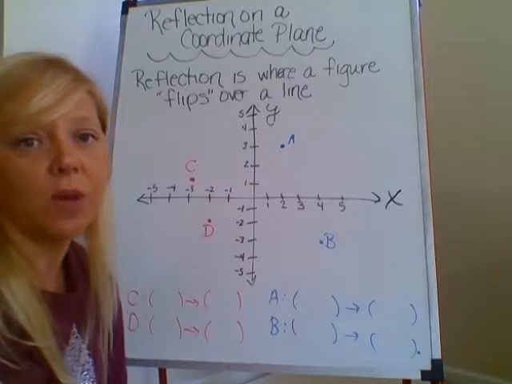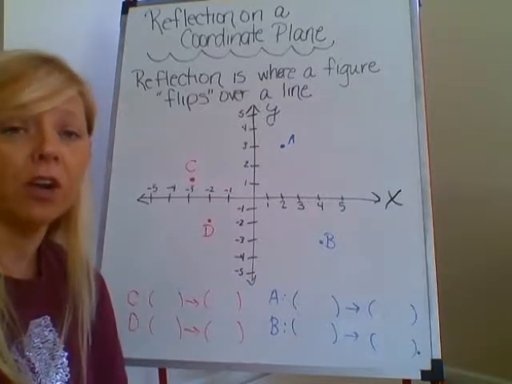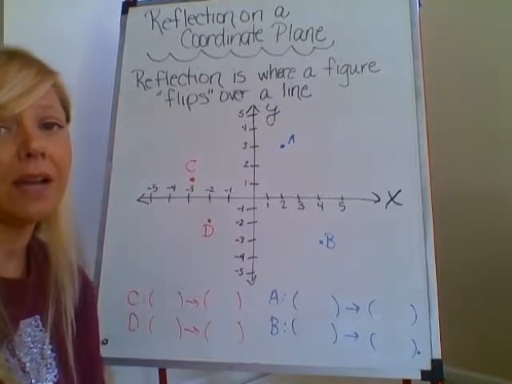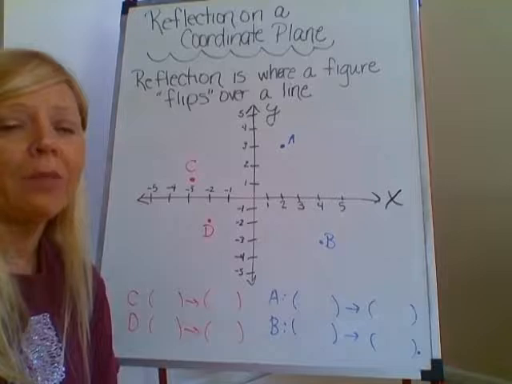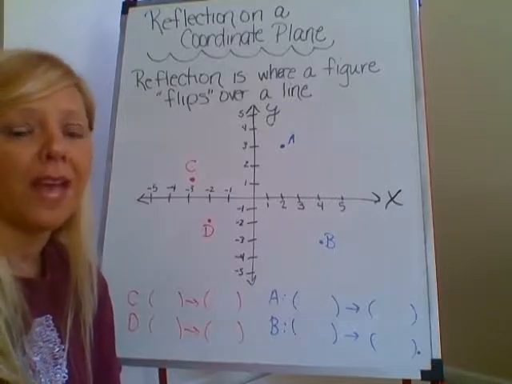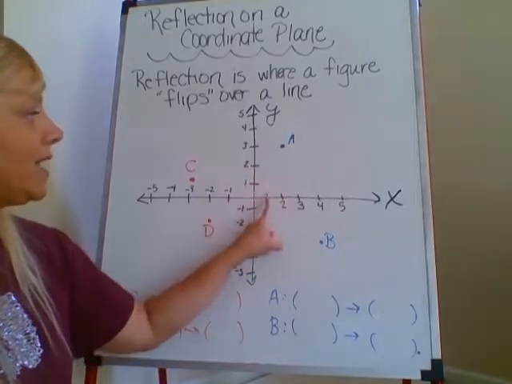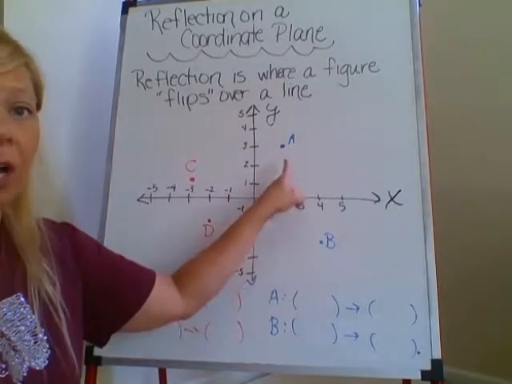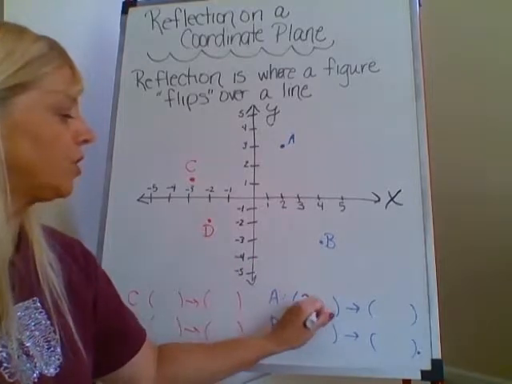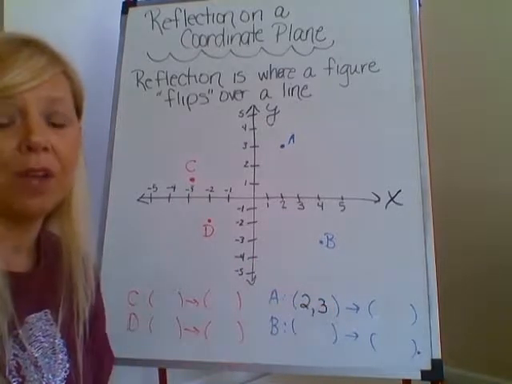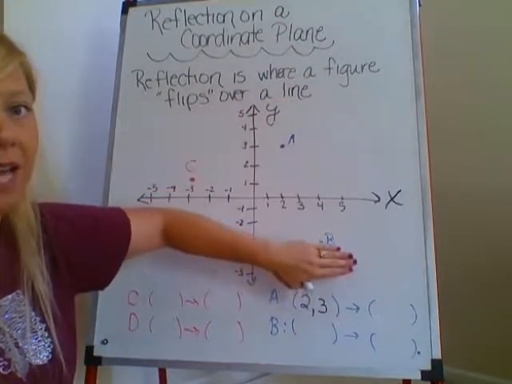So we can do this also on a coordinate plane where we reflect a point or a figure over the x-axis or the y-axis. So I'm going to start off with point A and B, and I'm going to reflect that over the x-axis, and we're going to see what happens. So if A is over 2 up 3, we're going to write the original coordinates for that. Over 2 up 3. All right. And we want to reflect it over the x-axis.